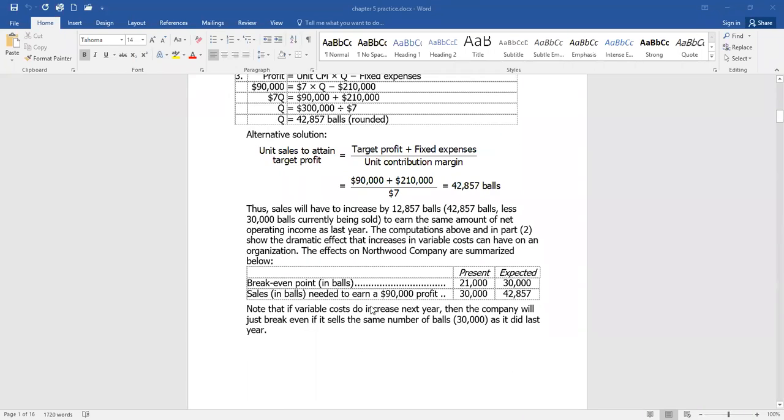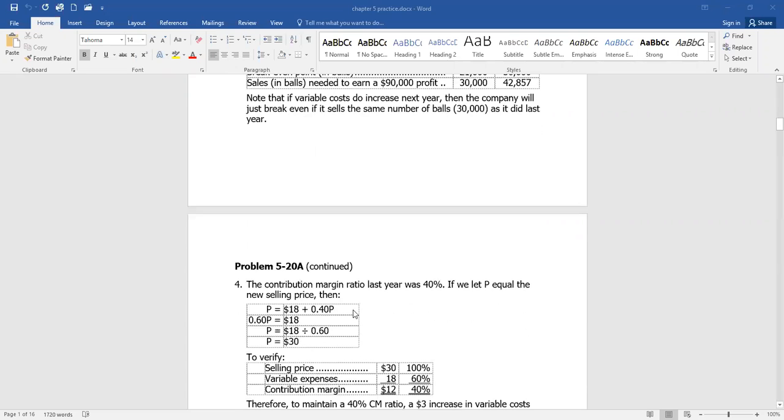In part 4, refer again to that data in 2. The president feels that the company must raise the selling price of its basketballs. If Northwood Company wants to maintain the same contribution margin ratio as last year, what selling price per ball must it charge next year to cover the increased labor costs?